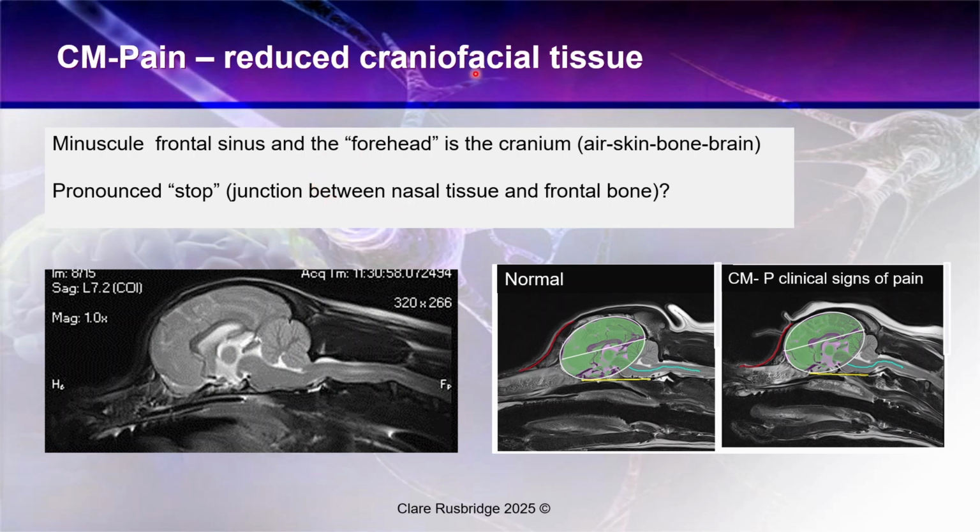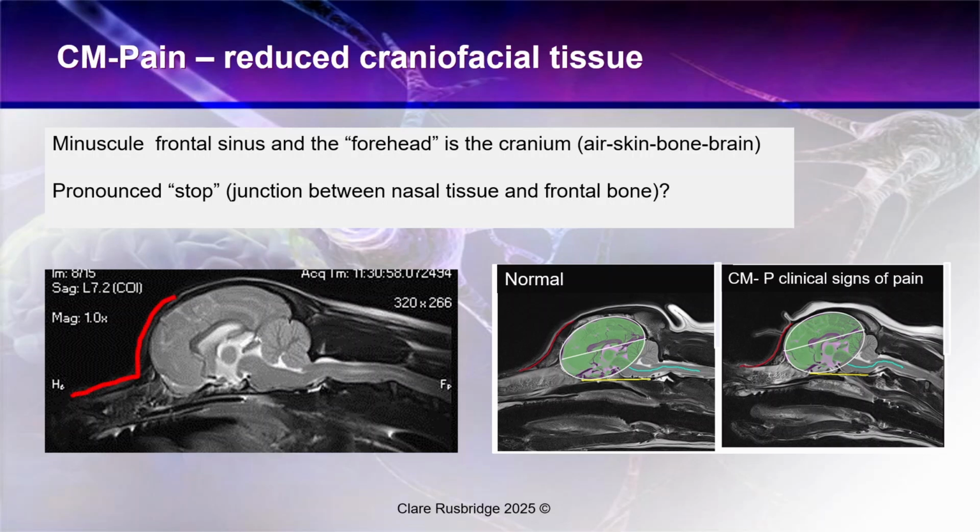So this reduced craniofacial tissue. The frontal sinus is often minuscule, and their forehead, the so-called forehead, because of course dogs don't have a forehead, is actually the cranium. It's the skull and the brain, which is really quite horrifying. When you think about our forehead, it has those air-filled sinuses in front of our brain, but these dogs are literally going air, skin, bone, brain. And this is even worse in very thin-skulled dogs like the miniature Chihuahuas, and Yorkshire Terriers, Poms, that sort of thing. So our dog certainly is like that.